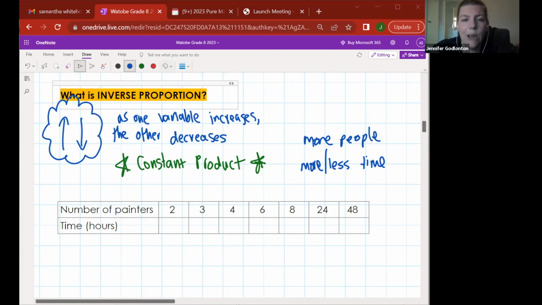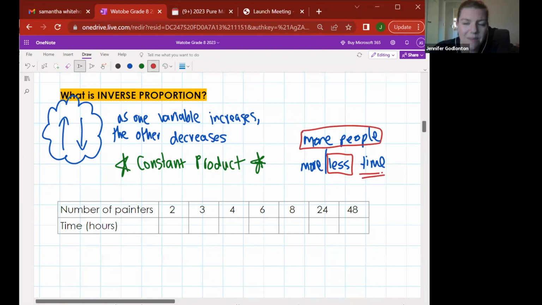Yes, it's going to take less time. It is definitely going to take less time unless we are having a little party while we are painting and eating a lot of pizza and talking, and then we take a lot longer. Theoretically, it should take us less time. So we have more people and it is taking us less time. And that means that one is going up and one is going down. That means it is inverse proportion.